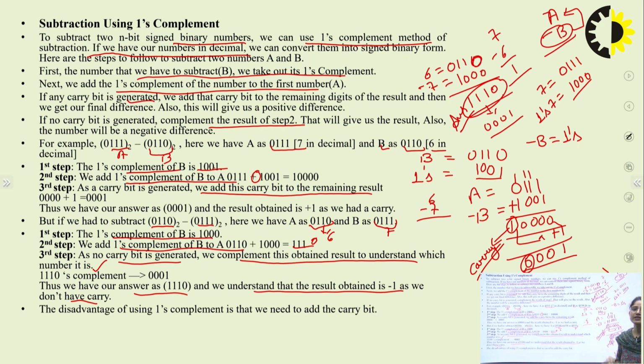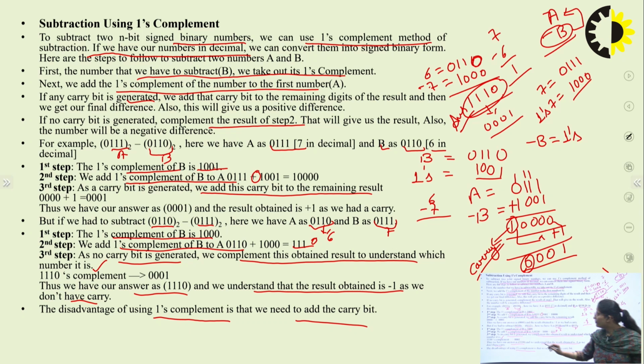But now we are facing a problem here. What is the problem? This is the disadvantage of ones complement: we need to add the carry bit. If no carry bit is generated, then we have to complement the result to know the original value of this result.